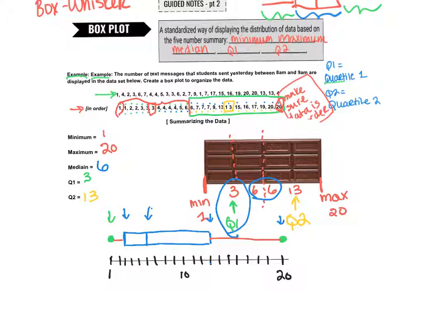Let me go over this quickly again. We have this data set we've put in order. We want to break it in half. That middle number is our median. When we take the left side of the data set, the lower side, we also want to break that in half, and that becomes our quartile 1. Now we go up to the upper half of the data and we break that in half, and that becomes our quartile 2. The ends of our whiskers become our minimum number and our maximum number.